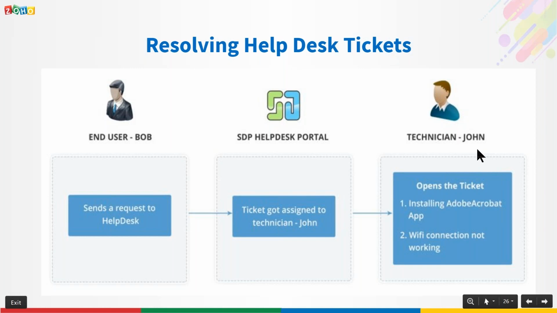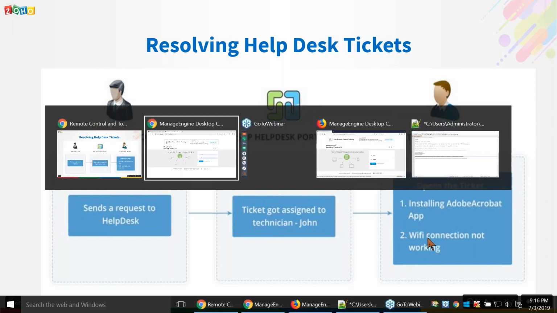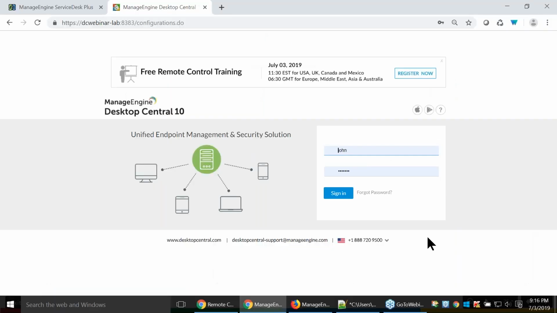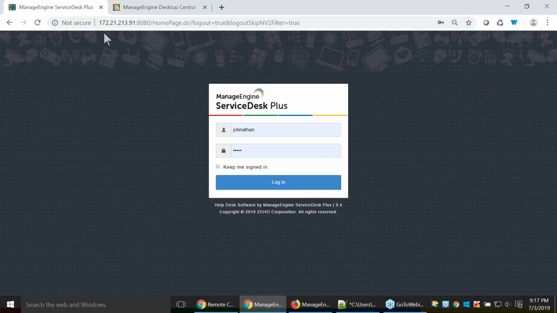Now John, the technician, is going to use the remote control tool in Desktop Central to troubleshoot and resolve the ticket. There are two requests raised on the ticket. Number one, installing Adobe Acrobat application. Second, troubleshooting Wi-Fi connectivity issues. So let me show you how help desk technician John is going to assist in this scenario.